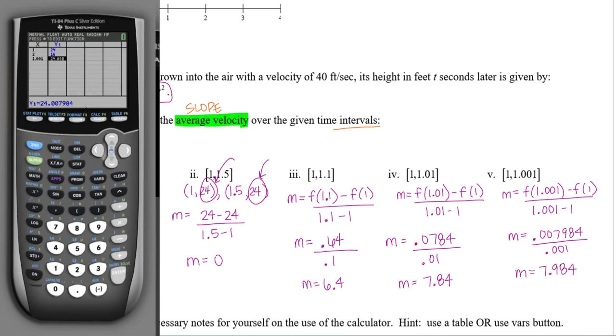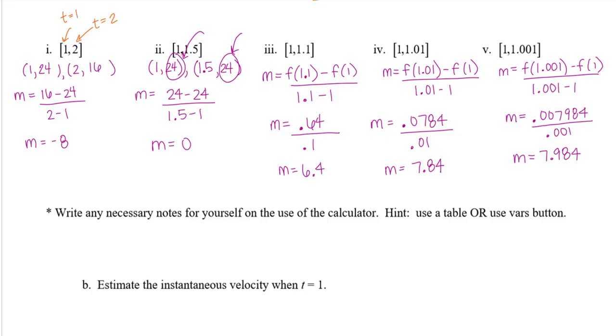And that's where I'm getting the 0.007984 from. Okay, so now it's important that we label these. So let's take a minute and look at these labels. Hopefully you've checked your slope and hopefully you got 7.984. Okay, and I have them all on one screen now so I can label these.